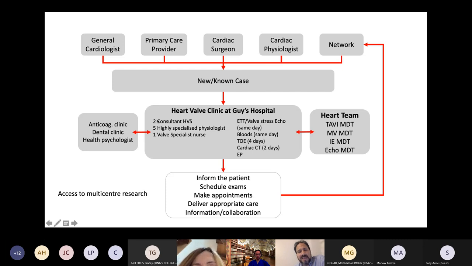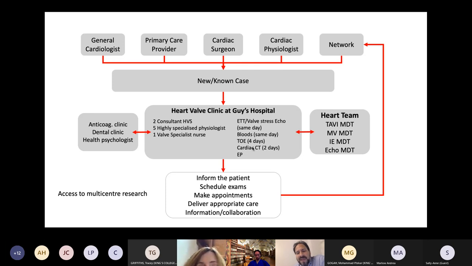Now, the service is linked in with a number of allied partners, including the anticoagulation clinic and the thrombosis team, the dental clinic at Guy's, health psychologists, and other departments further afield, such as neurology. We have same-day access to exercise stress testing, valve stress echo, and blood tests. The TOE time frame is 4 days, cardiac CT within 2 days, and direct referrals to EP and pacemaker interrogations on the same day of the appointment.